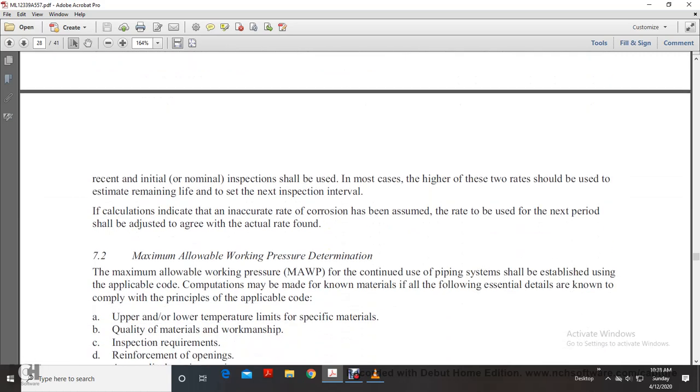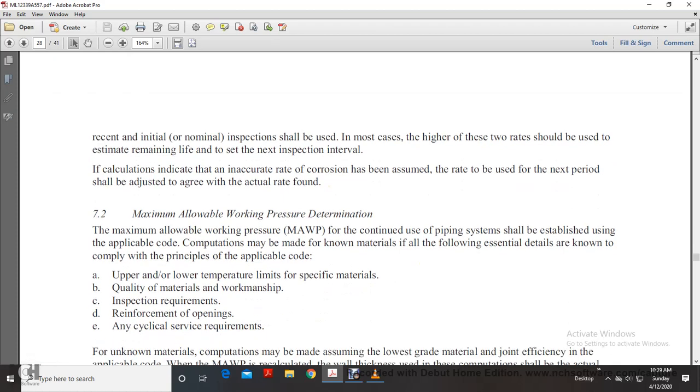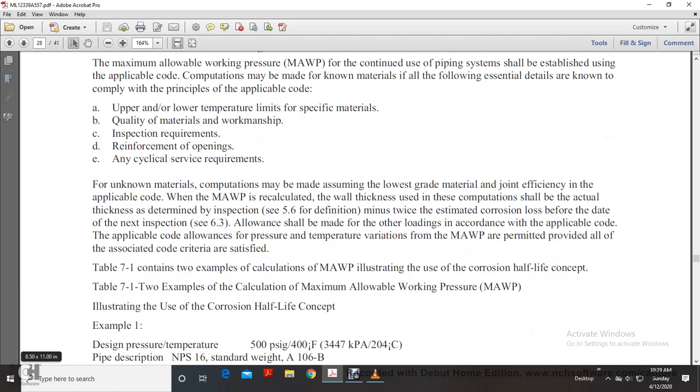7.2, maximum allowable working pressure determination. Maximum allowable working pressure for continued use of the piping system should be established using the applicable code. Computations made from the known material should comply with the principles of the applicable code, including upper and lower temperature limits of specific materials, quality, material workmanship, inspection requirements, reinforcement of openings, and electrical requirements. For unknown material, computations are made by assuming the lowest grade of material and joint efficiency of the applicable code.